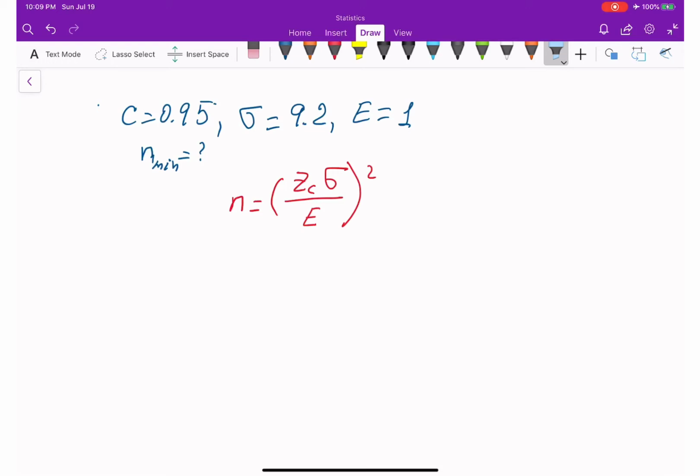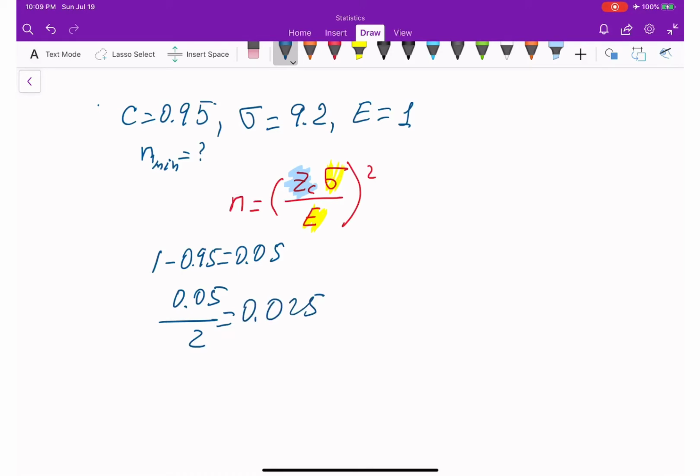Okay, so what do we have here and what is missing? We have sigma, we have the error. Z critical is missing. We need to find out z critical. Well, let's get going, because we know how to find z critical, right? 1 minus 0.95, we are getting 0.05, and divide by 2. It's going to be 0.025.